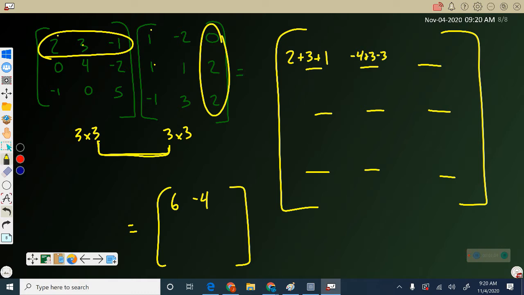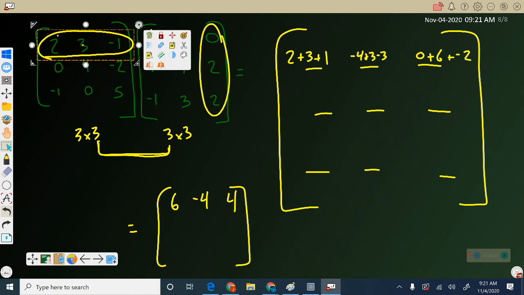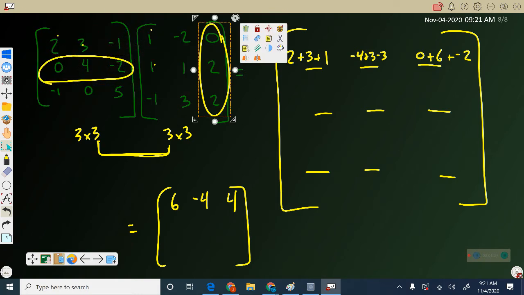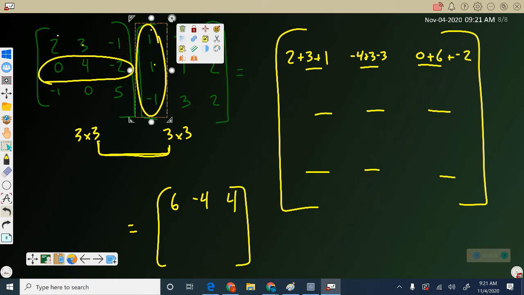So first row, third column. 2 times 0 is 0, plus 3 times 2 is 6, plus -1 times -2 is 2, so that value becomes a positive 4. And now we're going to do the same thing that we just did, but now we're going to move to the second row. Second row, first column, and then we'll do the exact same process, one column at a time.